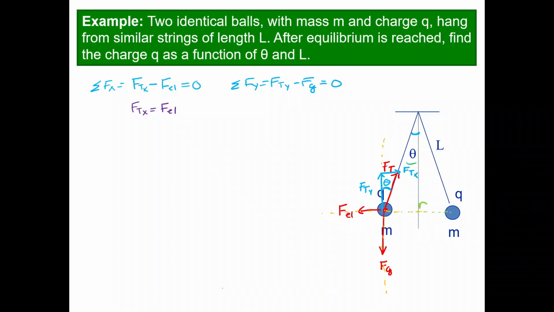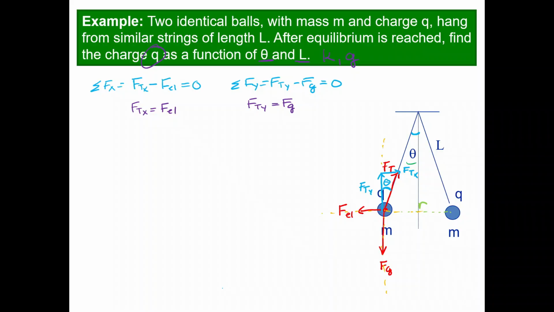Now, I don't know that tension, and I'm looking for charge as a function of only theta and L. I'm also allowed universal constants. For example, I can have K in my answer. I can have lowercase g for the acceleration due to gravity in my answer. So I'm going to need to find a way to eliminate tension. So I have tension in two locations. I have FTY is also equal to FG over here. So since tension can't be in my answer, and I don't have numbers, so I can't calculate it, I could find an expression for it.